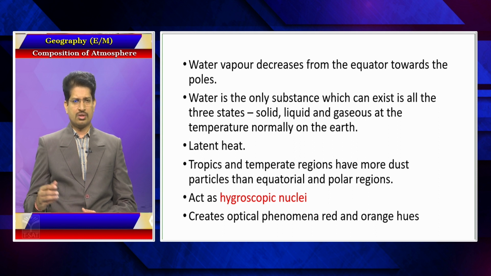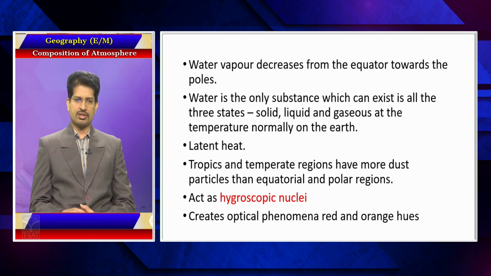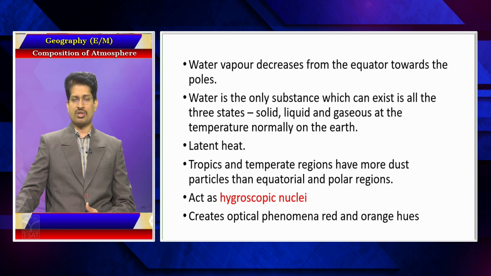So, the next point is tropics and temperate regions. Tropics and temperate regions have more dust particles, which I have discussed with you, and these dust particles create optical phenomena, red and orange hues. So, in the atmosphere, during sunrise or sunset, the change in colors, one of the reasons is the dust particles.